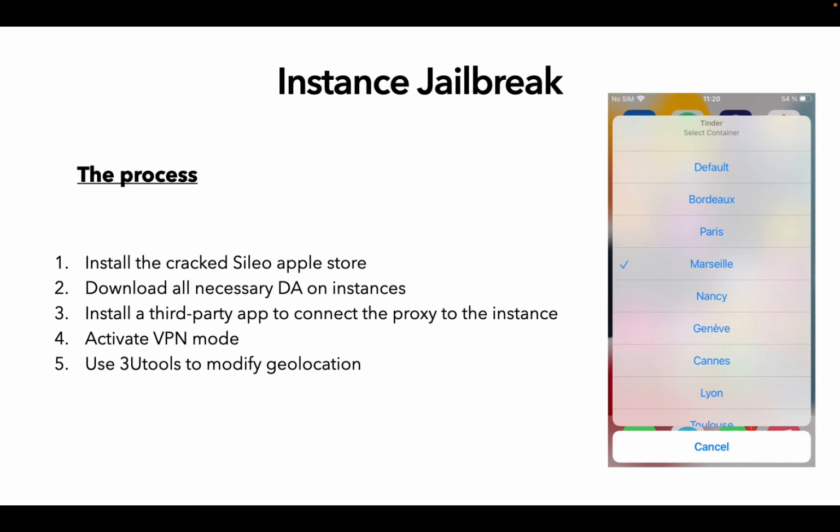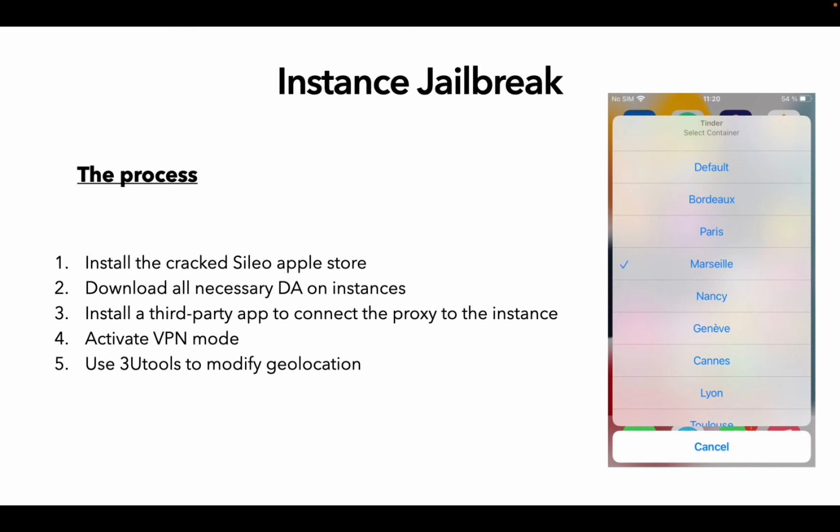Next, you're going to disconnect from the iCloud. Then you're going to install Cilio's cracked App Store, which will actually let you download all the dating apps you need for the instances. Then, thanks to this App Store, you'll be able to install all the dating apps that have already been installed upstream, but in fact on your basic iPhone instance. Thanks to this, you'll be able to duplicate applications ad infinitum with other instances.